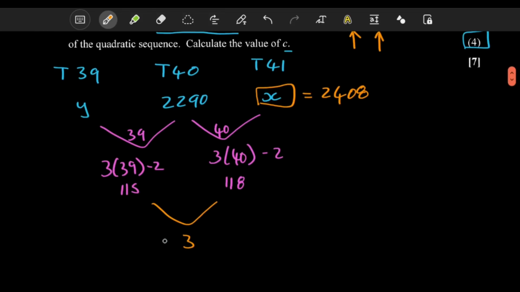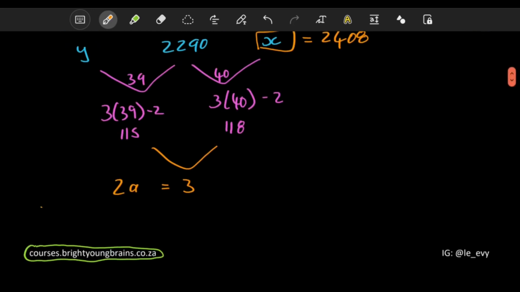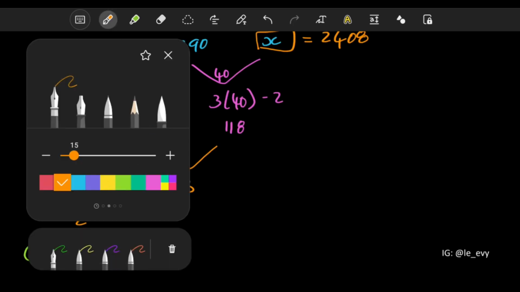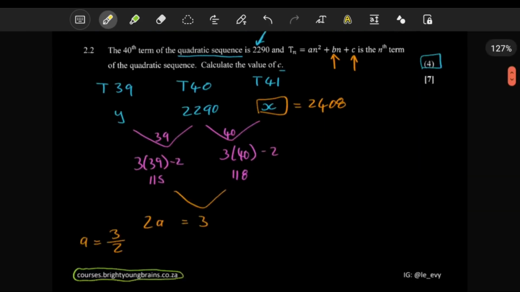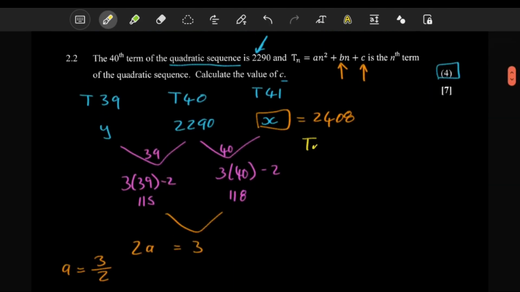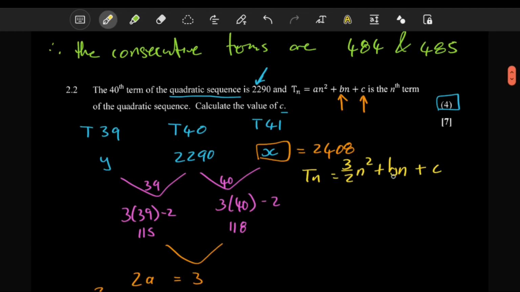So that's two values that you can throw into this formula, and this can give us our value of a, because it doesn't matter what your second common difference is, it's always going to be equal to 2a. And then here you can see that our value for a is just 3/2. So our general term is 3/2 n squared. We don't know what the b value is, and we also don't know what the c value is. However, we have two pieces of information that we can use to work out b and c simultaneously. So let's do that.